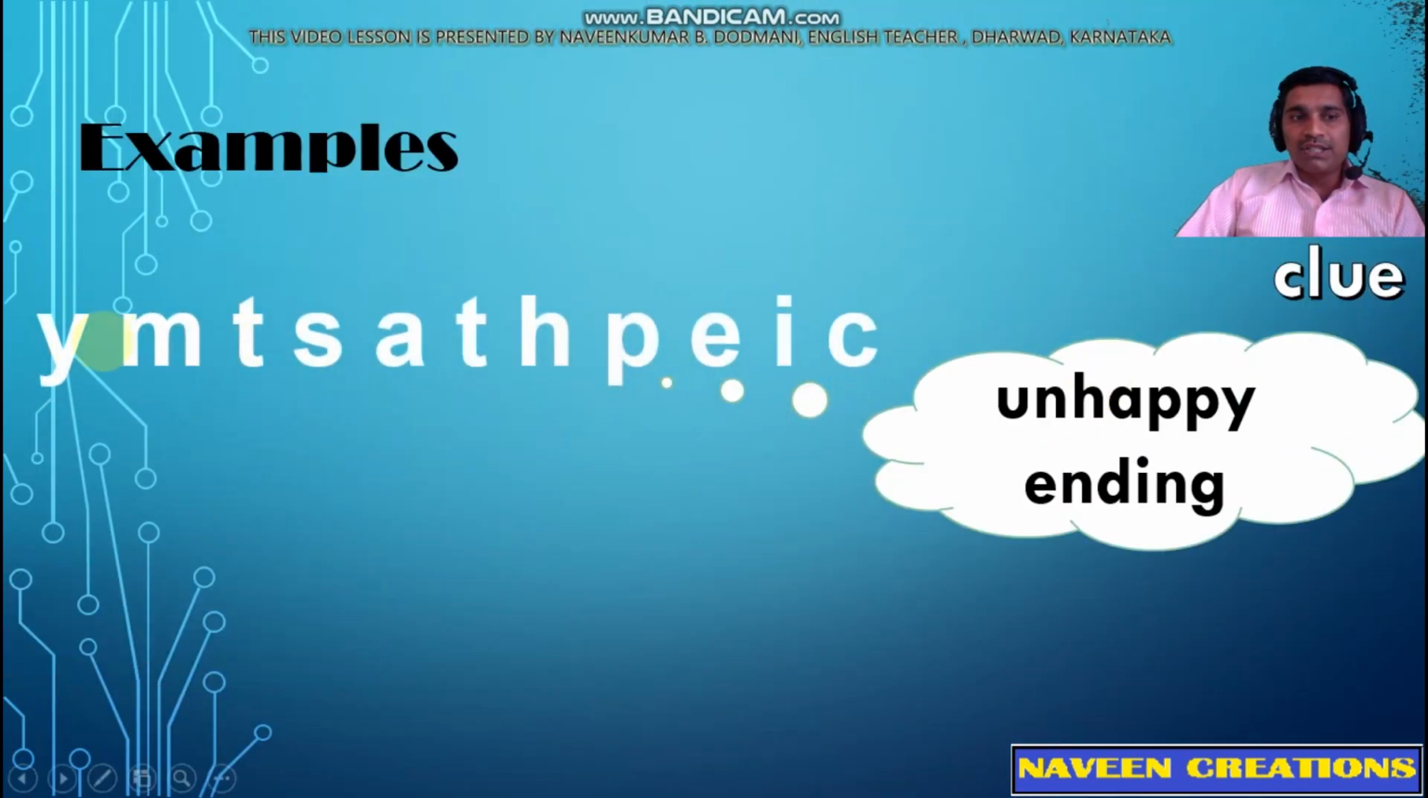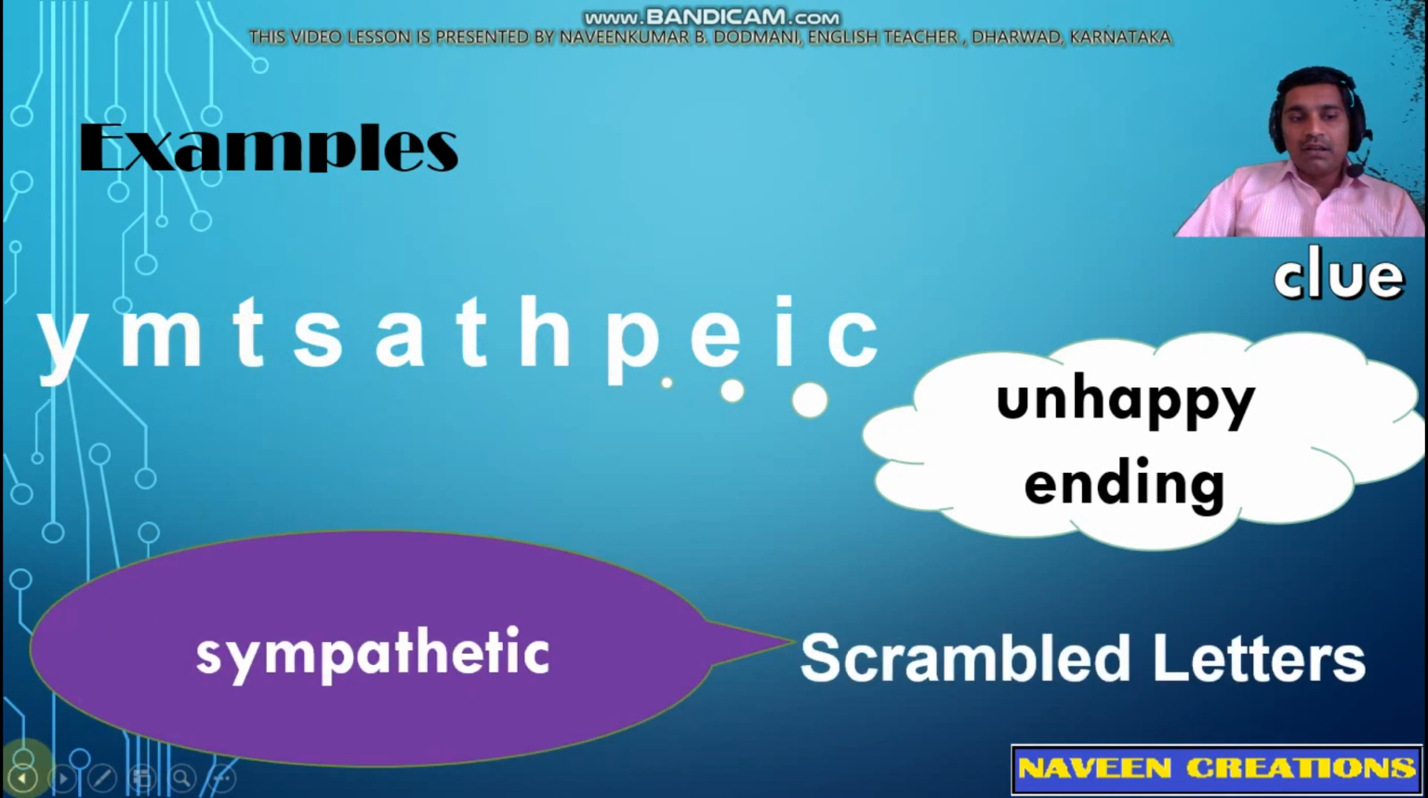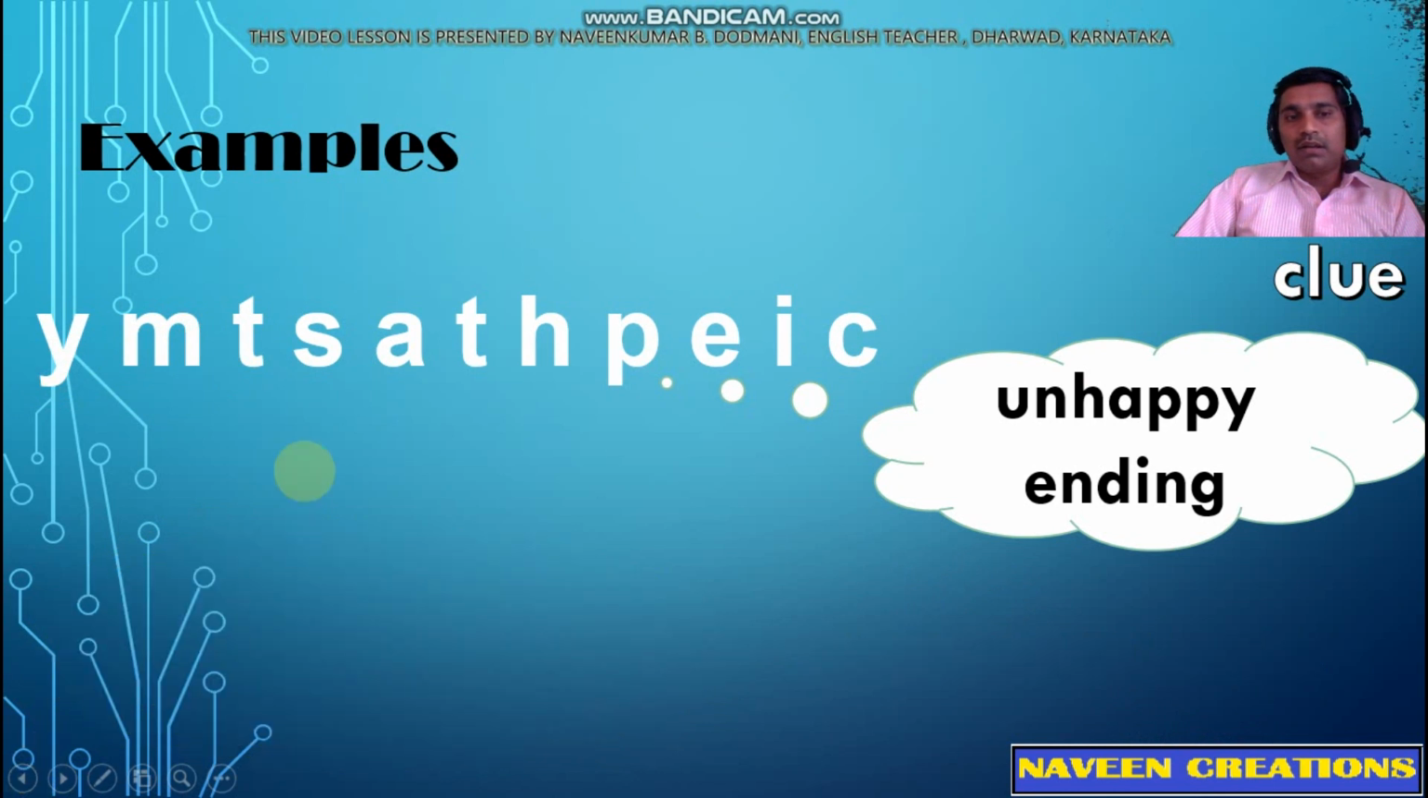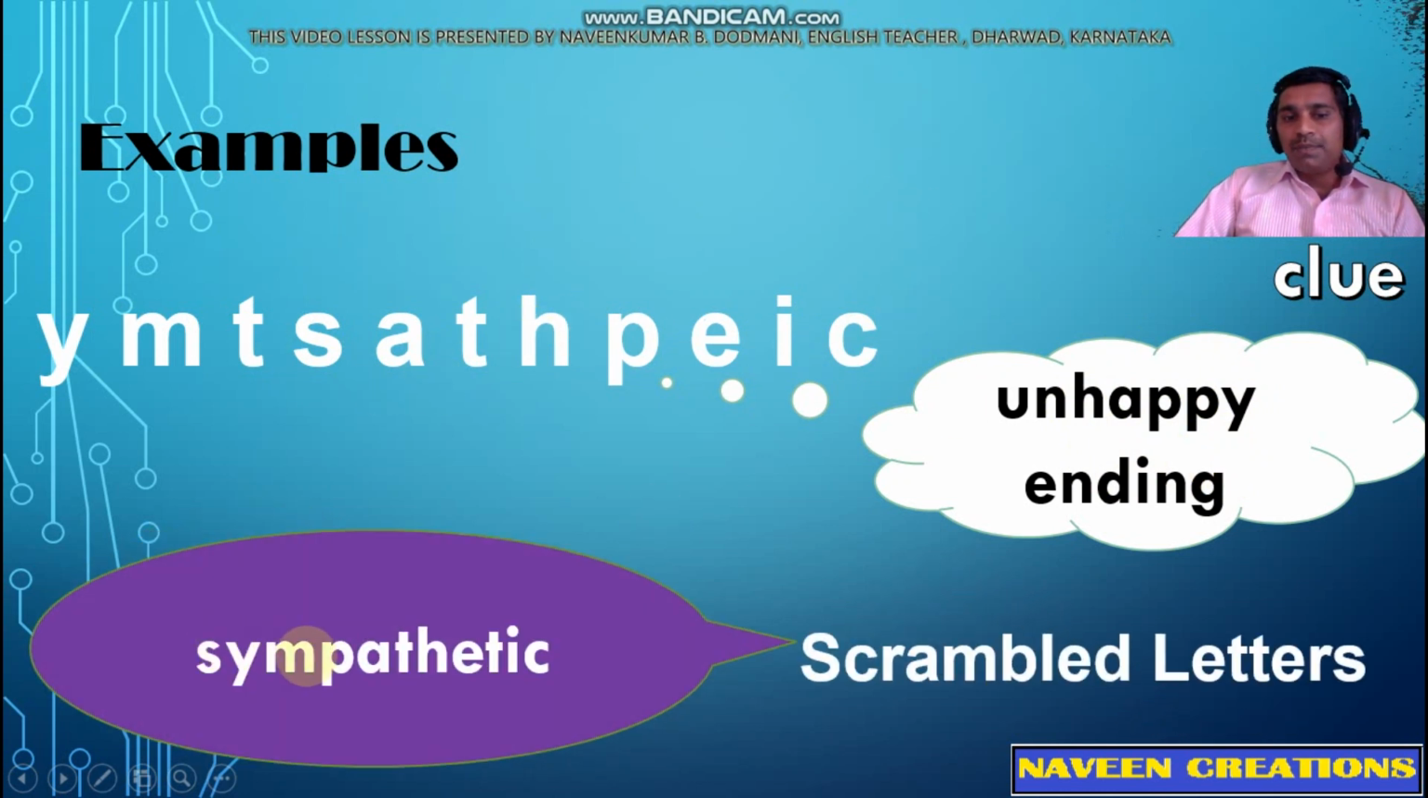The next group of letters is Y M T, S A T, H P E I C. The given clue is unhappy ending. So these letters can be rearranged like this: sympathetic, S Y M P A T H E T I C, which means unhappy ending.